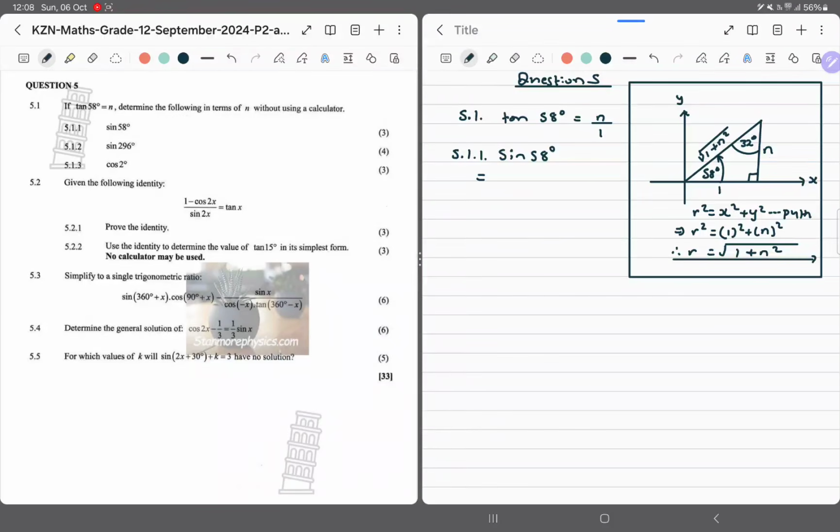So sine is opposite over hypotenuse. So this is n over the square root of 1 plus n squared. And that's it. We cannot simplify this one further. You can rationalize if you want, but you will simply be wasting your time.